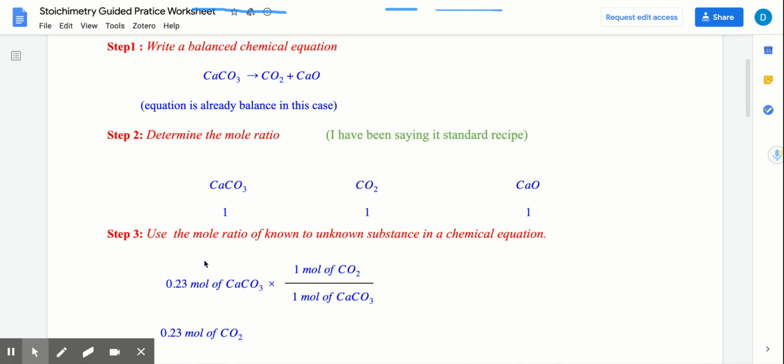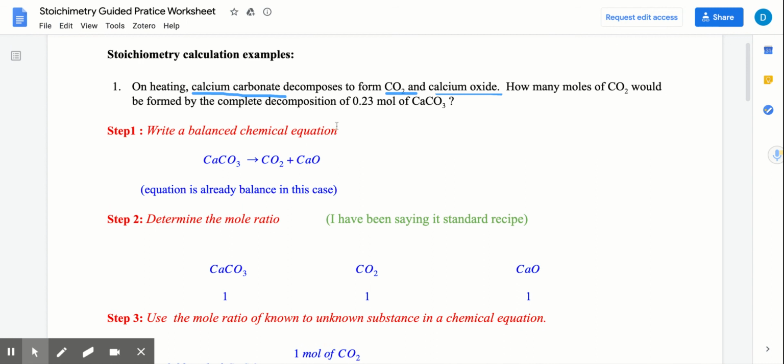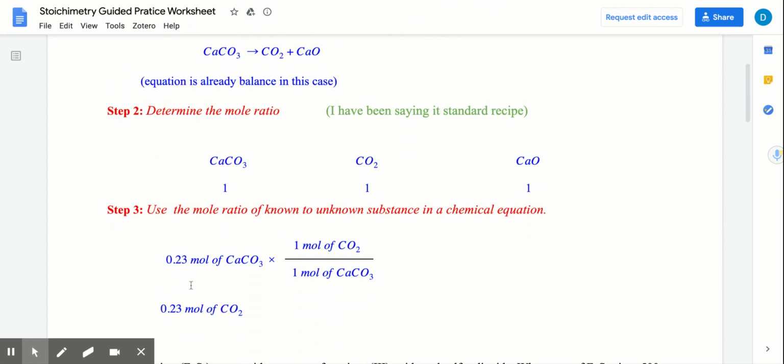What I see here is that the question asks us to calculate the number of moles of carbon dioxide when we have 0.23 moles of calcium carbonate. So what I'm going to do now is start with 0.23 moles of calcium carbonate, and the ratio is 1 to 1. So 1 mole of calcium carbonate is equivalent to 1 mole of carbon dioxide in a chemical reaction.